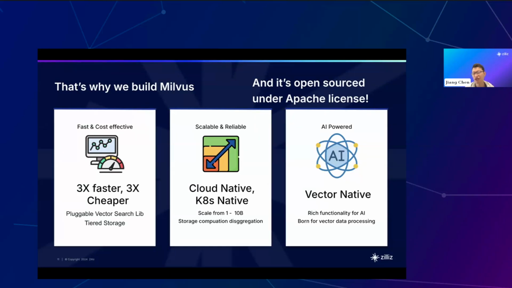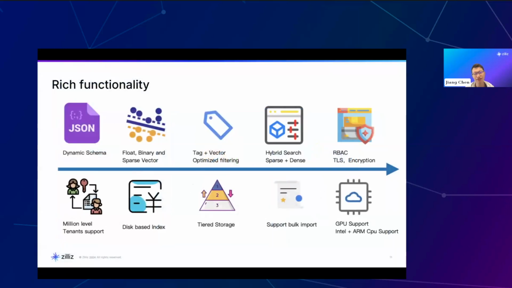Milvus, of course, is vector native. It's designed for vector search use cases, but in addition it also supports a lot of use cases and features other than vector search, so that it is convenient to use in your real-world application. For example, Milvus supports hybrid search with sparse and dense vectors. It supports dynamic schema, where you can directly store JSON inside. It has great security and privacy features like RBAC, access control, and encryption of data.